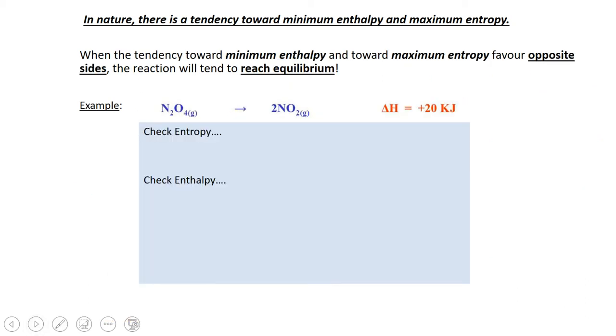Now, the third possibility is we have enthalpy and entropy favor opposite sides. One wants to move to the right, one wants to move to the left. They both get a vote, so both of those happen. So this one here, let's check entropy.